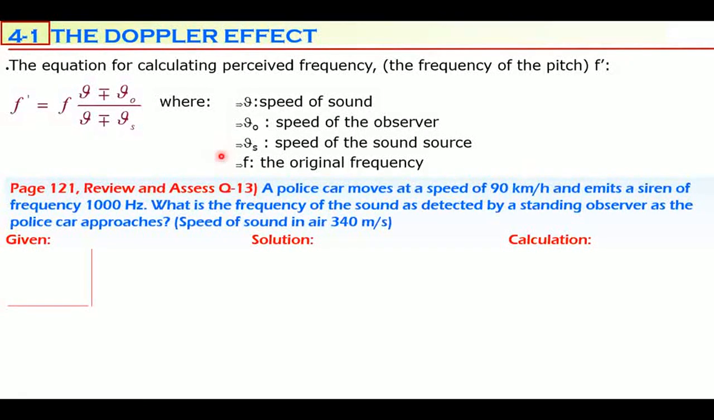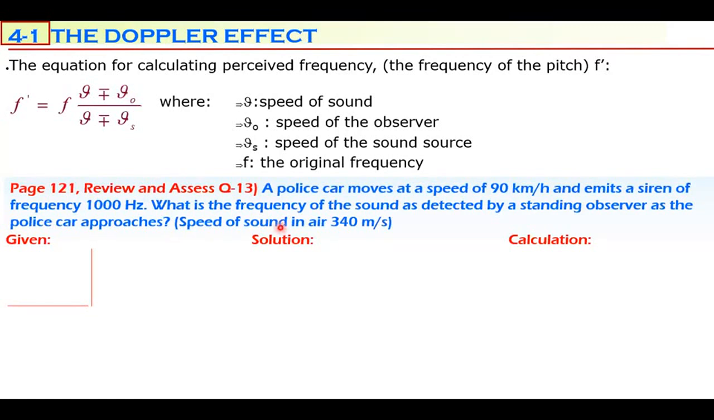And what is the frequency of the sound as detected? Detected frequency means pitch, so f prime is the question, by a standing observer. If the observer is standing, its speed is going to be written here as 0. Pardon, the police car is the source, it's going to be written here, and the observer is standing, so vo must be written here as 0.